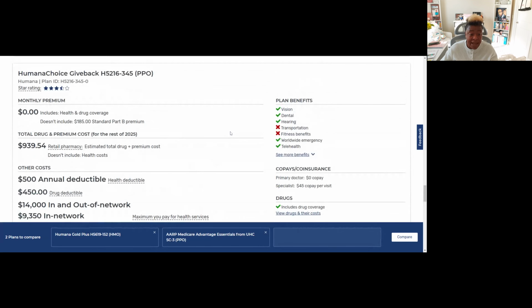And here's a give back plan from Humana. What a give back plan does is it gives you back money towards your Part B premium on your Social Security check.